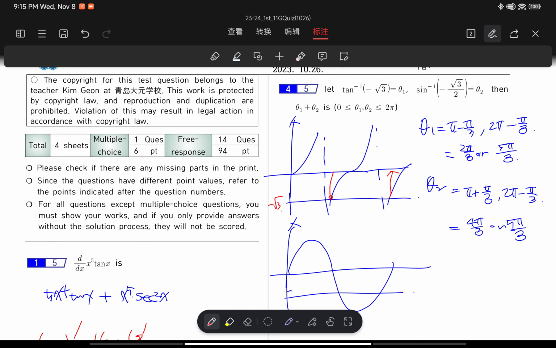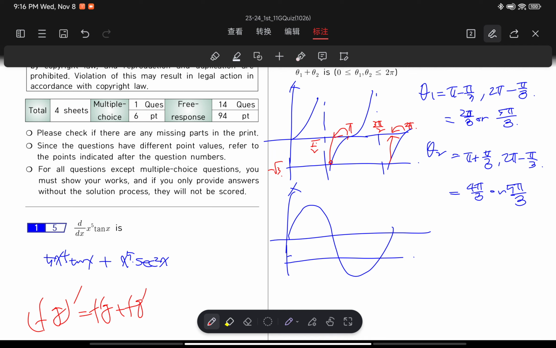roots. So here's pi over 2, and here's pi, and here is 3 pi over 2, and here's 2 pi. So theta 1 equals pi minus pi over 3, and 2 pi minus pi over 3. So from here to here. Okay, so the answer is 2 pi over 3 or 5 pi over 3.